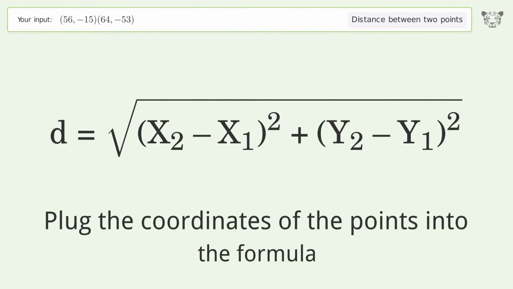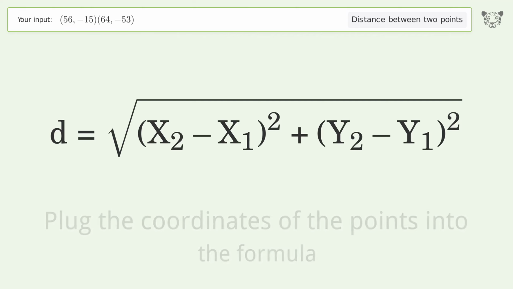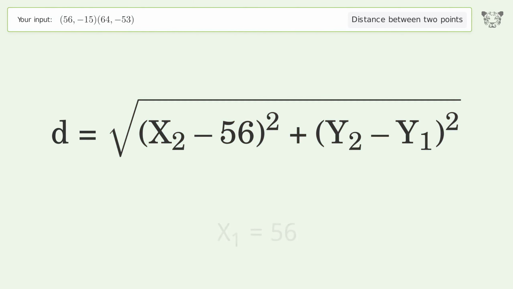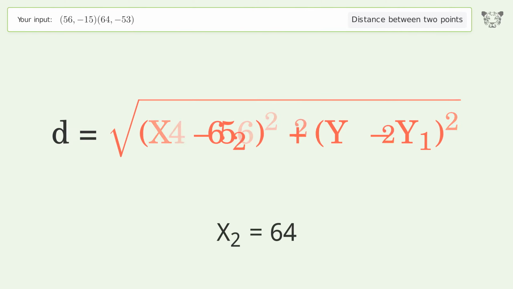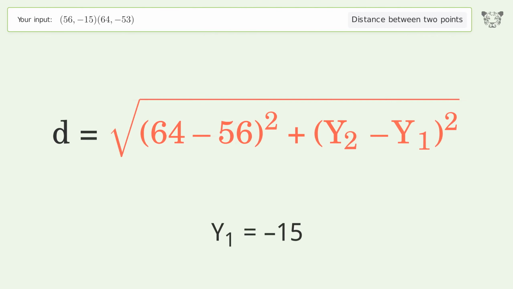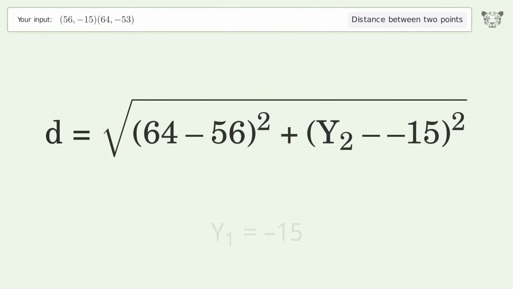Plug the coordinates of the points into the formula. x1 equals 56. x2 equals 64. y1 equals negative 15. y2 equals negative 53.